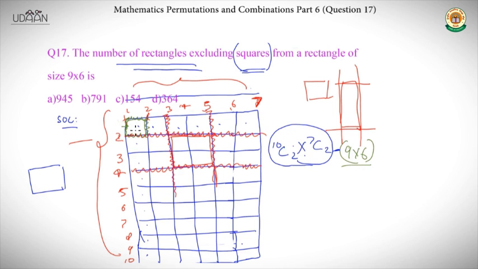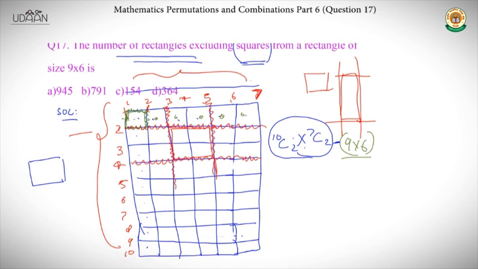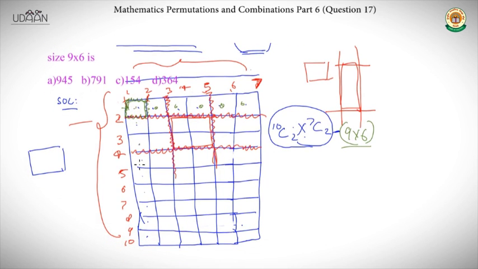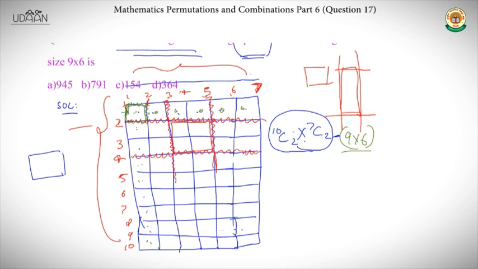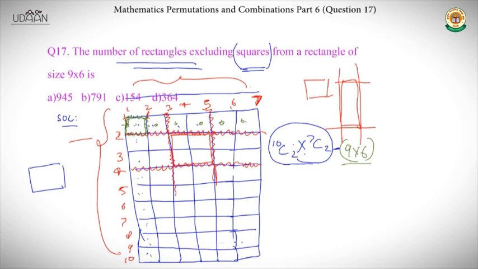How do we find them? Let's count. 1, 2, 3, 4, 5, 6: 6 in each row. And how many rows are there? 1, 2, 3, 4, 5, 6, 7, 8, 9. So we have 6 1 cross 1 squares in each row, and there are 9 rows. So we can say we have 9 into 6 squares of dimension 1.